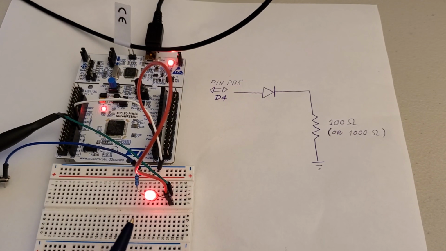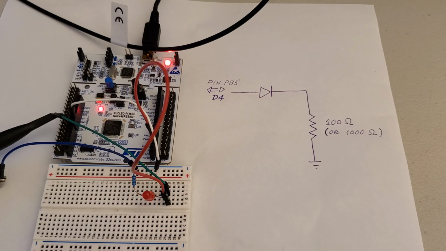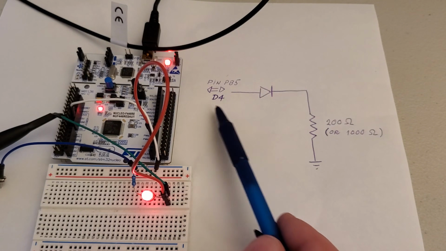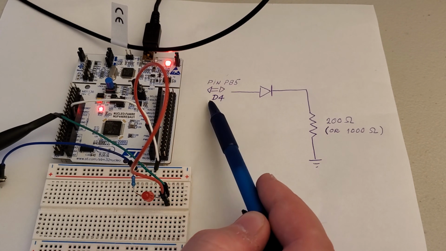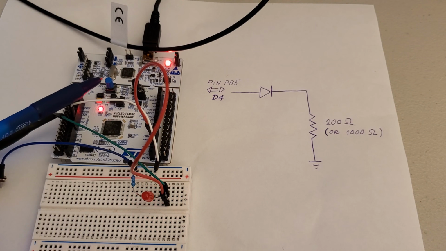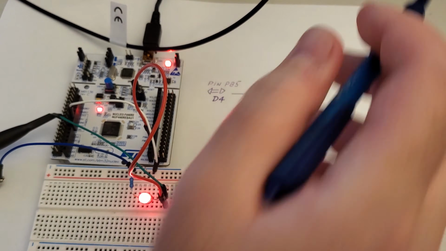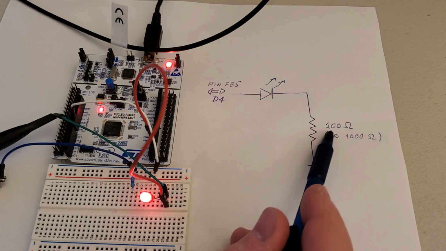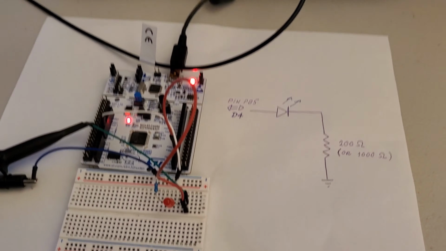The LED is connected to the ground by using a 200 ohm resistor. You can also use, for example, 330 ohm or 1000 ohm resistors. Here's a simple schematics of our circuit. Here's our PB5 or D4 pin of our STM32 board. Here's our LED. Then here's our resistor.